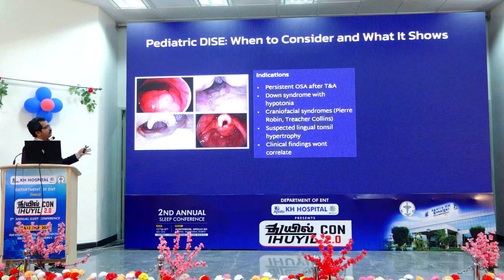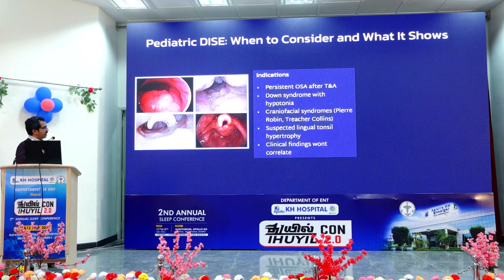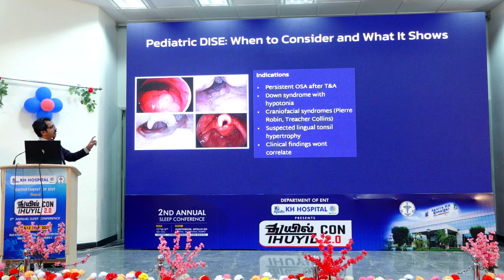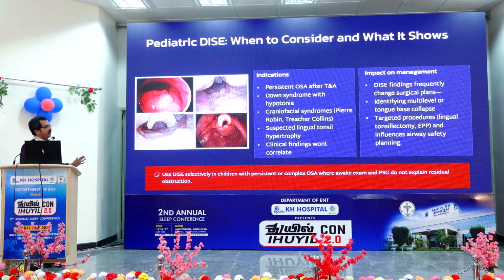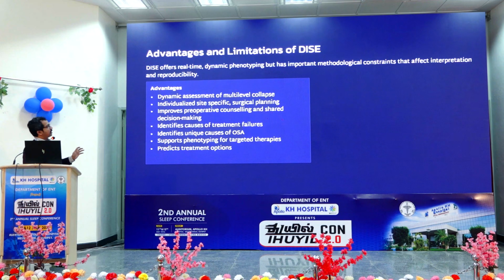So a few words about pediatric DISE. These photographs are from Srinivas Kishore sir's upcoming book on DISE. Usually the indications are persistent OSA after adenotonsillectomy, kids, like I discussed, with hypotonia, craniofacial syndromes, suspected lingual tonsil hypertrophy, and when your clinical findings don't correlate with your symptoms. It helps in identifying those kids who need a lingual tonsillectomy, or those kids in whom you can plan an expansion pharyngoplasty.